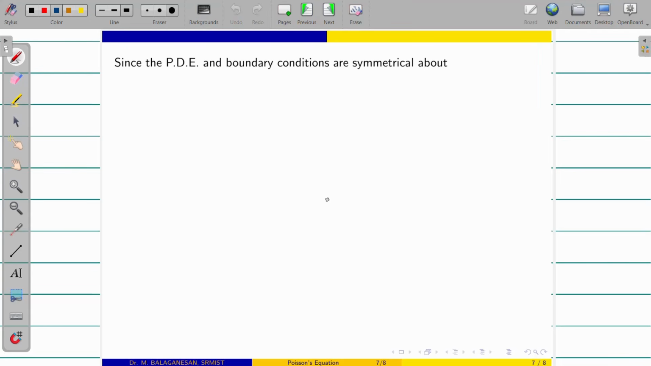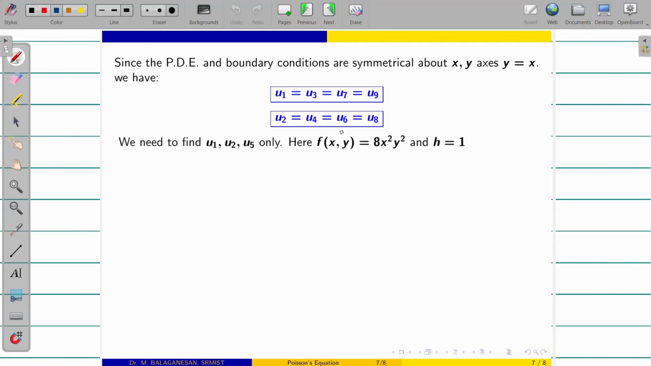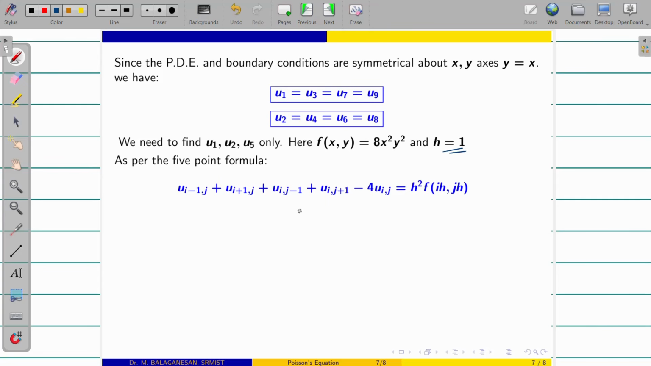Right. Now what is our aim? Substitute in the formula. Because of symmetry, these values are the same, so it is enough to find u1, u2, u5 alone. Given that f of x comma y equivalent to 8 into x square into y square. We are going to take h equal to 1. Substitute. This is the formula. Only in the right hand side you have to substitute it. 8 into replace x by i h, h value 1, which is equivalent to 8 i square j square. What about the left hand side? It's a standard 5-point formula. Minus 4 uij will be there.